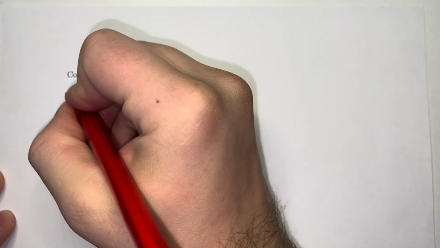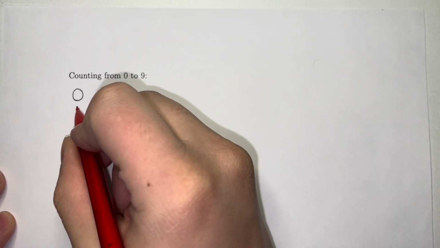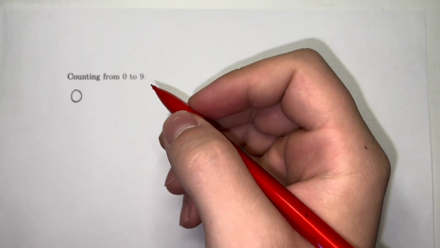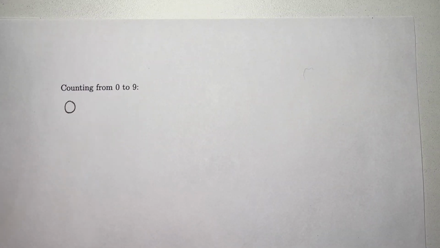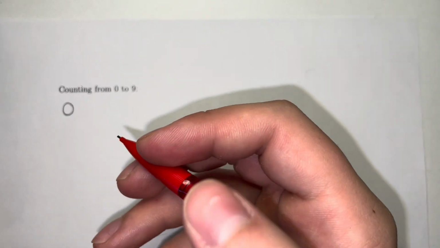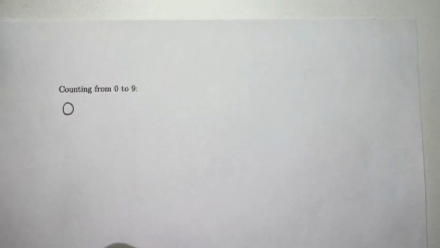Now let's go ahead and count from 0 to 9. So we start with 0, which has no dots, right? It's an empty group. There's nothing in the group. So I can have 0 of anything I currently don't have. So for instance, I don't have any pennies in my hand, so I have 0 pennies.